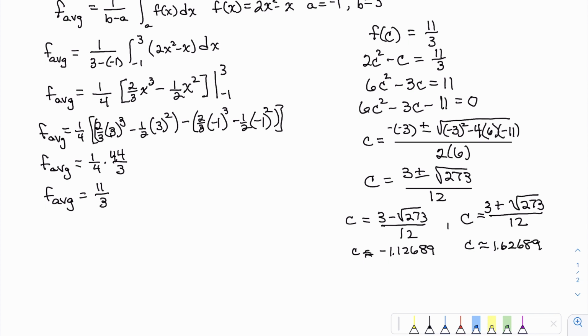And then looking at our interval from negative 1 to 3, and seeing which one or both could be, but in this case the negative 1.126, that's not in the interval. But the 1.62689 is. So we will report c is equal to 3 plus the square root of 273 all over 12.